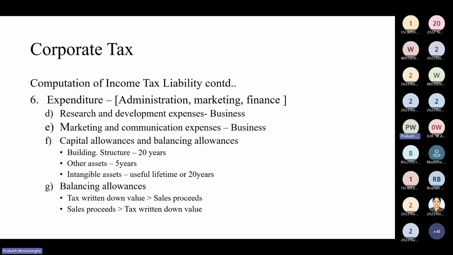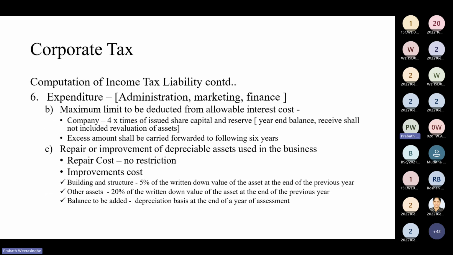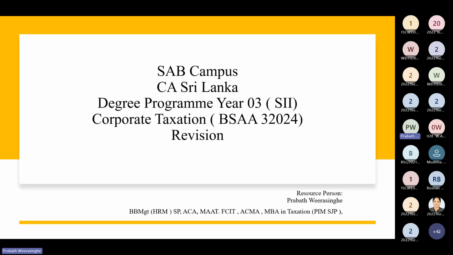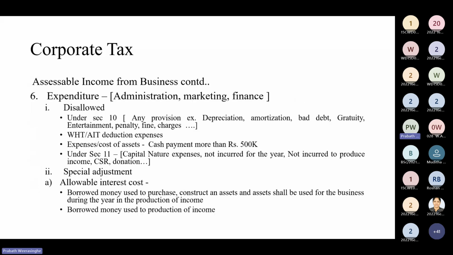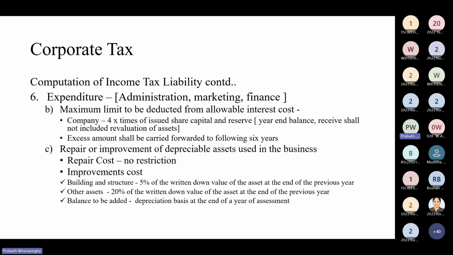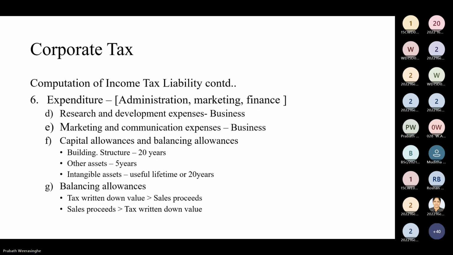So balancing allowance or balancing charges: balancing allowance arises when the tax written down value is more than the sales proceeds. In that case, there is a balancing allowance, or a tax loss. Otherwise, the other way, if sales proceeds exceed the tax written down value, then it is a balancing charge. That needs to be worked out separately. So remember, in the first instance we are removing the disposal profit or loss, that is, the accounting disposal profit or loss as per the financial statements. Thereafter, we have to make this adjustment, right?